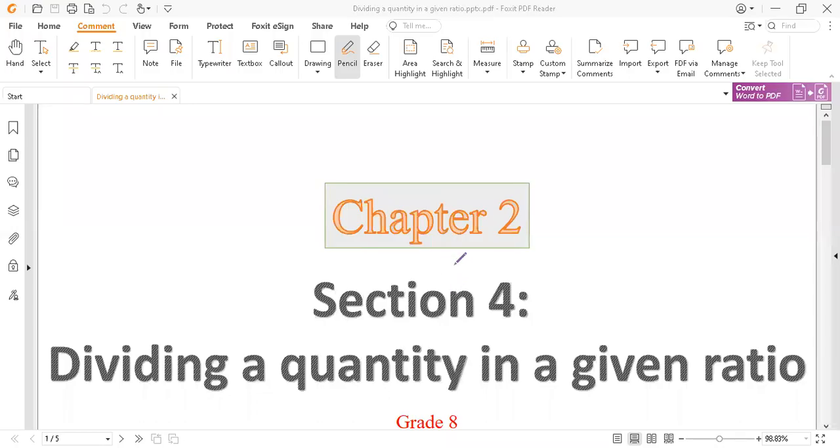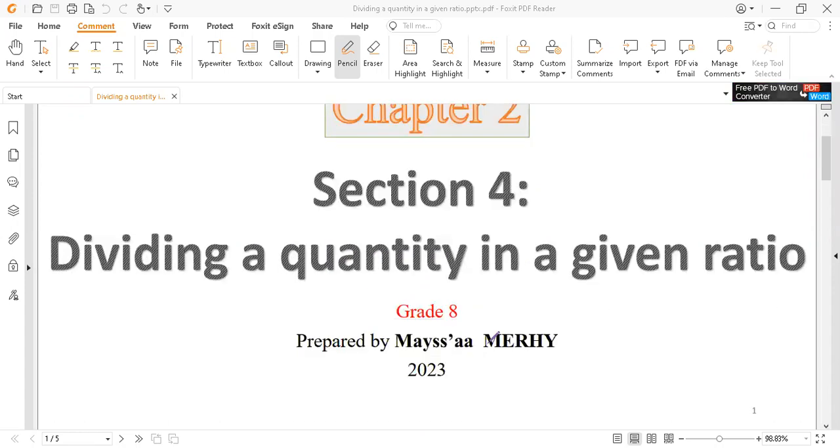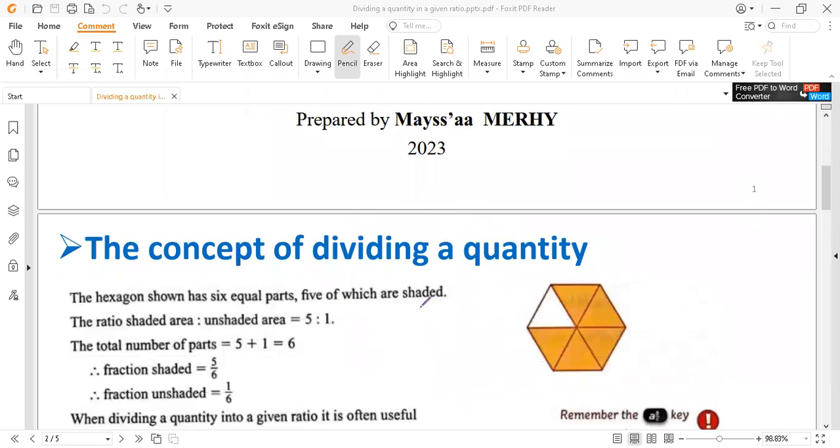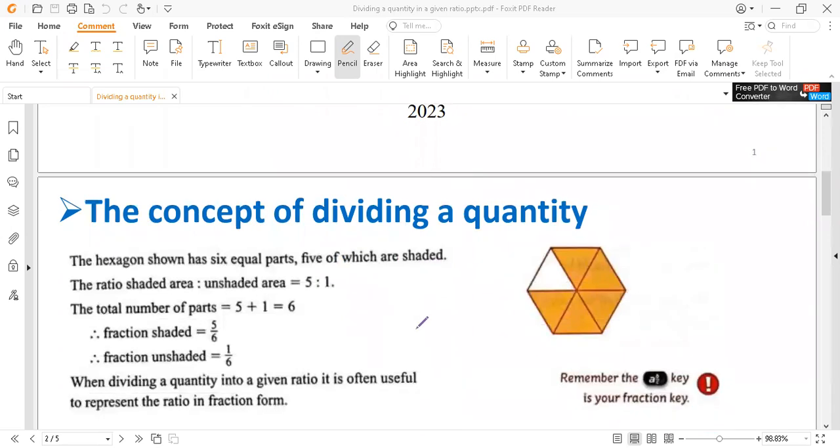Hi everyone, we're still in chapter 2 with the concept of ratio, and we are going to explain section 4 to talk about dividing a quantity in a given ratio. What do we mean by dividing a quantity in a given ratio, and what is it for? So what's the concept of dividing a quantity?